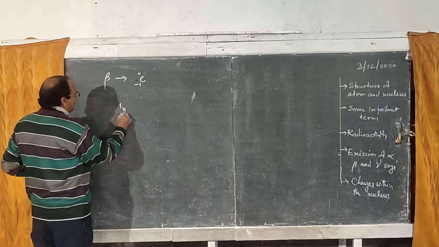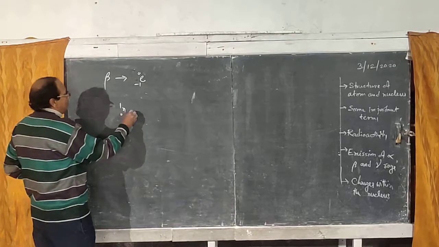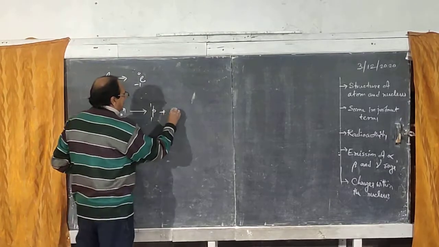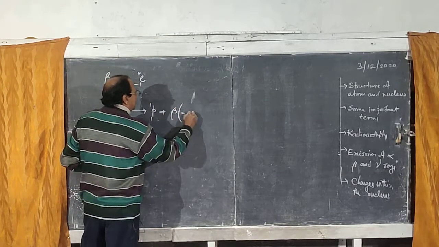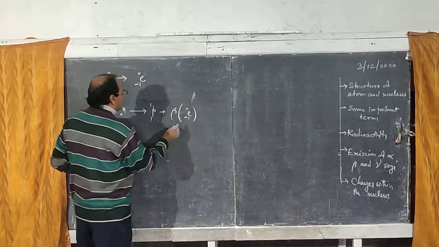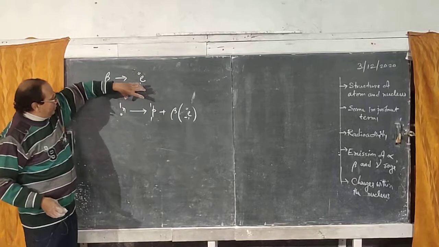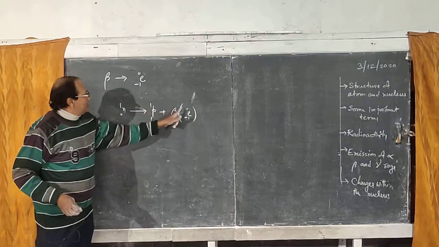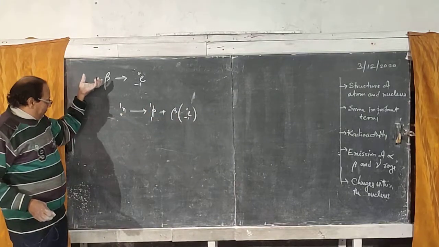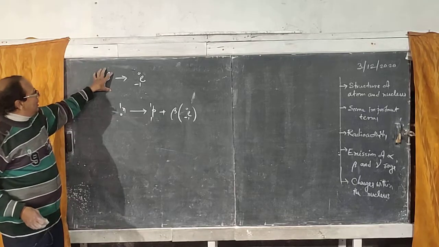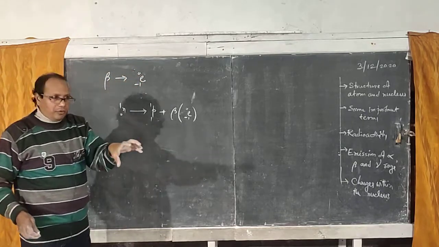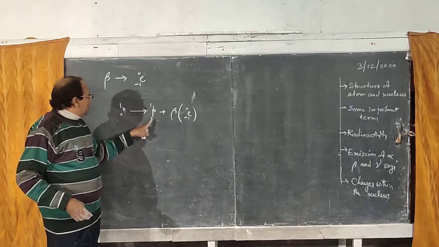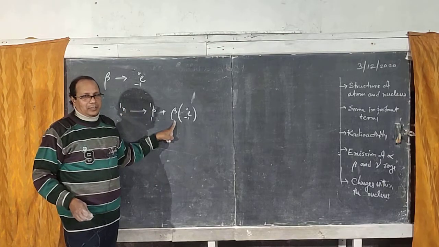One neutron has mass 1, no charge, gives out a proton plus a beta particle, and this beta particle is nothing but e, 0, minus 1. If you look at the balancing, you will see 0 equals 1 minus 1, and 1 equals 1 plus 0. So we can say in a simple way, beta particles are nothing but fast moving electrons which come out from the nucleus. When a neutron converts into a proton, it gives out beta particles.